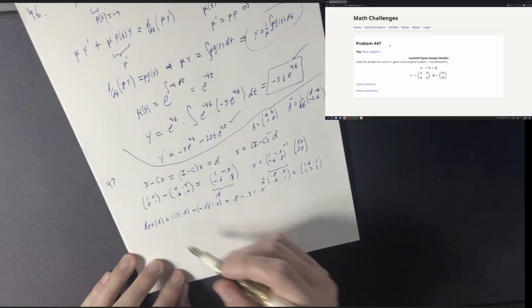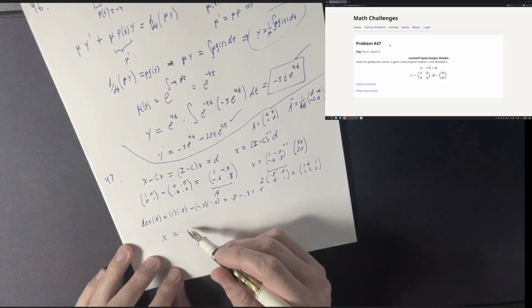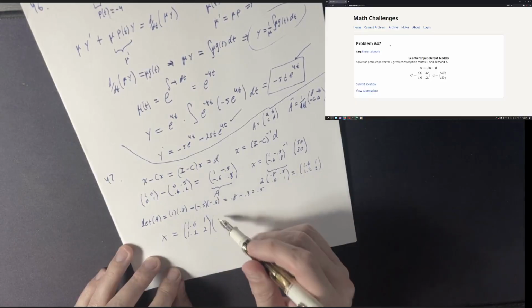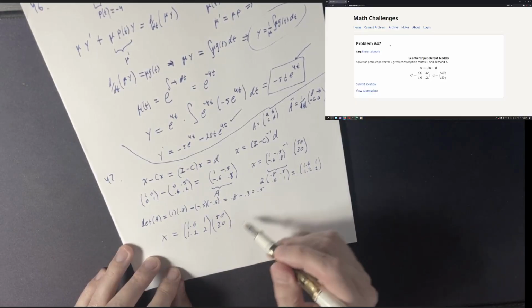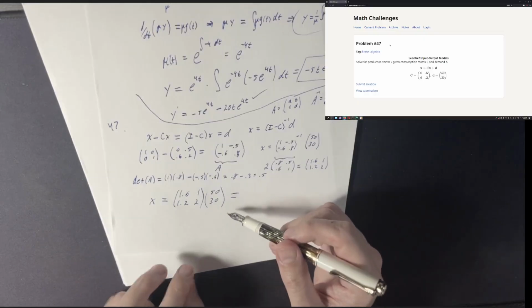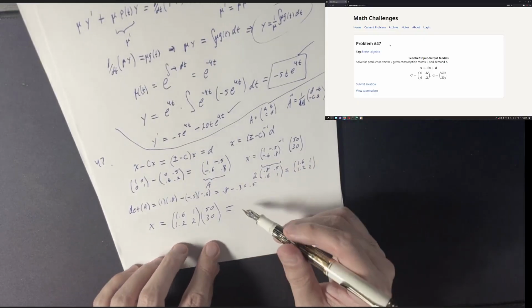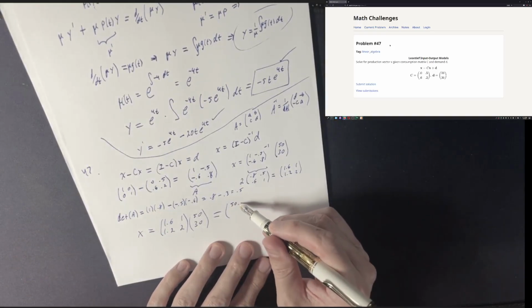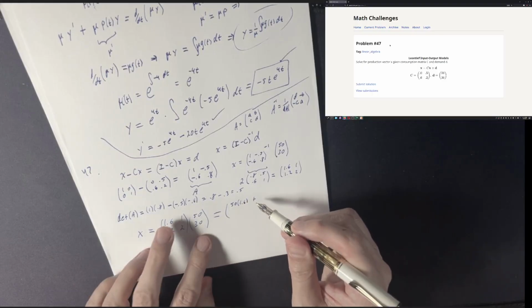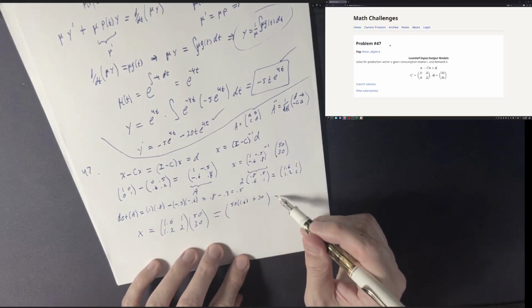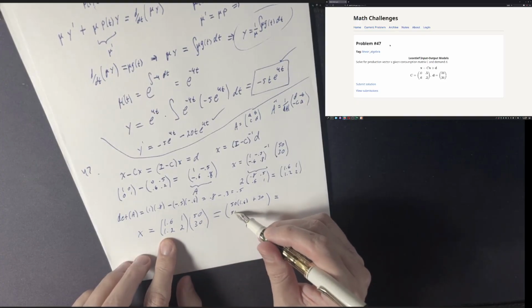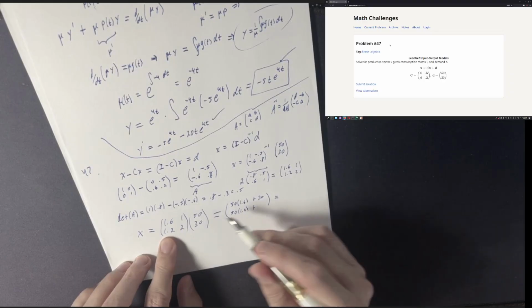So our final answer is the matrix 1.6, 1, 1.2, 2 times the demand vector. And so the top row is first times first plus second times second. You're getting 50 times 1.6 plus 30 times 1. And downstairs you're getting 50 times 1.2 plus 30 times 2.